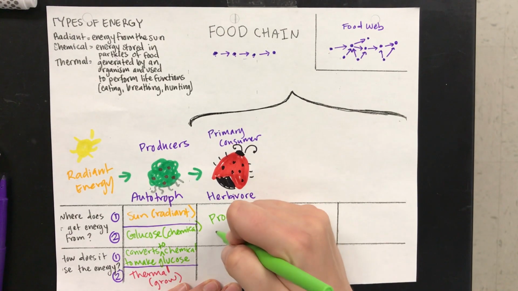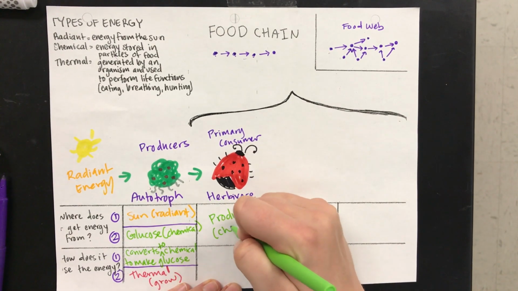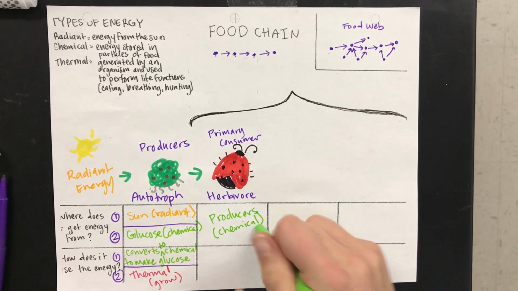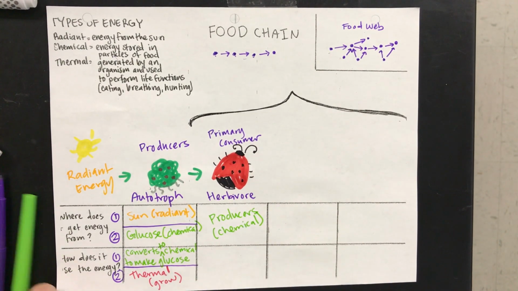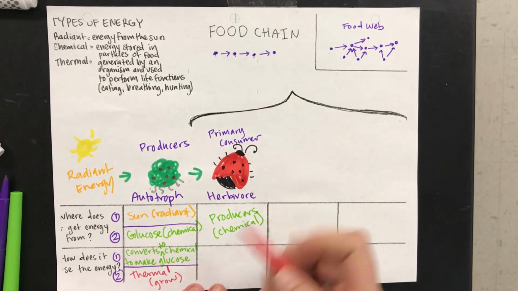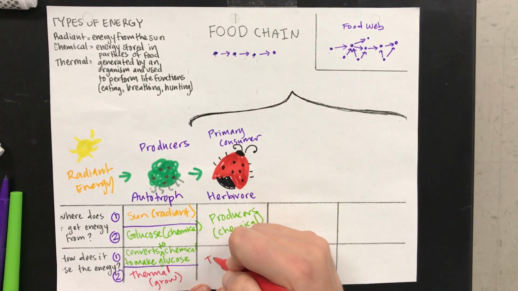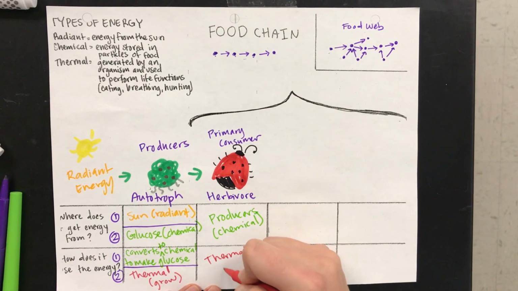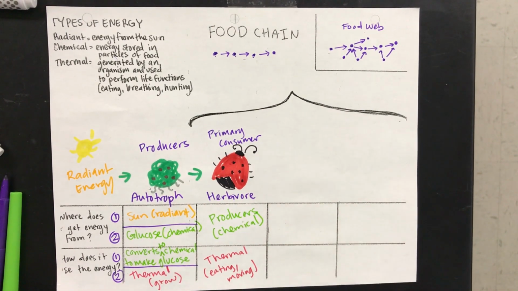And what type of energy does it get from the producers? It gets chemical. And then it's going to convert that chemical energy into, or how does it use energy? It uses it as thermal energy. And it's going to do that as it's eating, moving, flying, whatever else ladybugs do. It's going to use that energy as that.